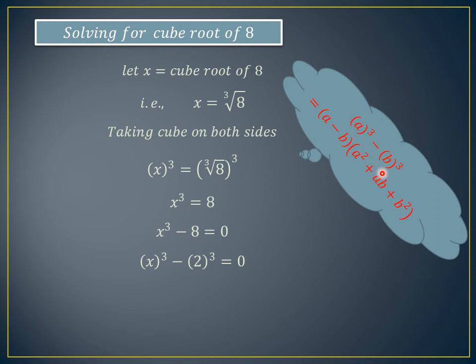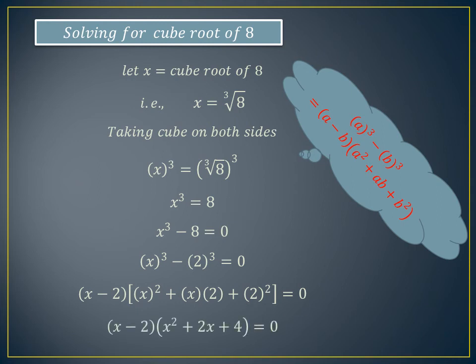So a cube minus b cube will be equal to a minus b into a square plus ab plus b square. So what is a here? A will be replaced with x and b will be replaced with 2. So a minus b will become x minus 2 and the other bracket will become x square plus x into 2 plus 2 square. Opening all the brackets, we will get x minus 2 into x square plus 2x plus 4 equals 0.